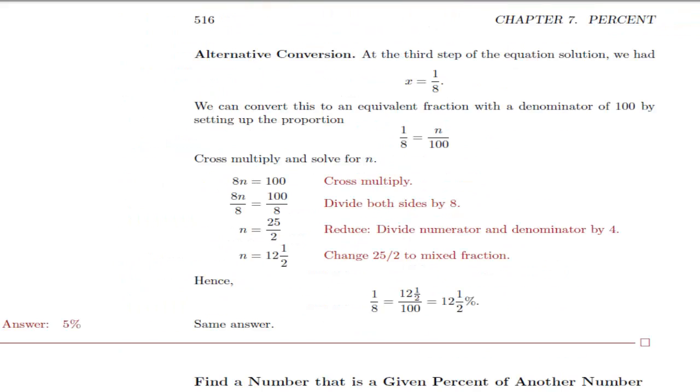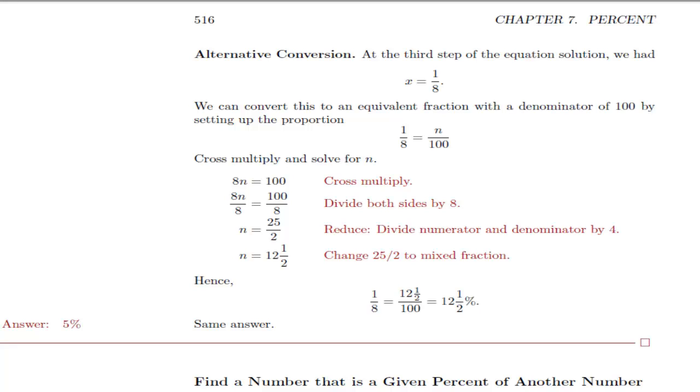Alternative conversion. At the third step of the equation solution, we had x equals 1 over 8. We can convert this to an equivalent fraction with the denominator 100 by setting up the proportion 1 over 8 equals n over 100. Cross multiply and solve for n. When we cross multiply, we get the product of 8 and n equal to the product of 1 and 100, which is 100. We'll divide both sides by 8 to get n by itself.